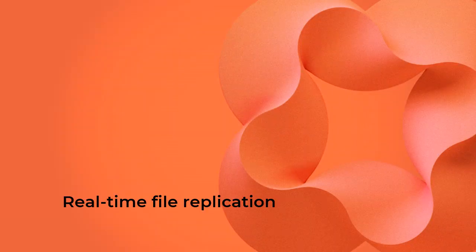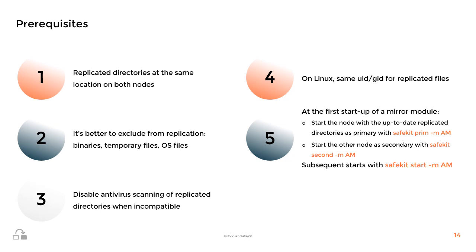Let's now detail the real-time file replication configuration. Let's begin with the prerequisites. Firstly, it is important to ensure that the replicated directories are located at the same location on both nodes. Secondly, it is better to exclude certain types of files from replication, such as binaries, temporary files, and OS files. Thirdly, if antivirus scanning is incompatible with the replicated directories, it should be disabled. Fourthly, on Linux, the same UID and GID should be used for the replicated files.